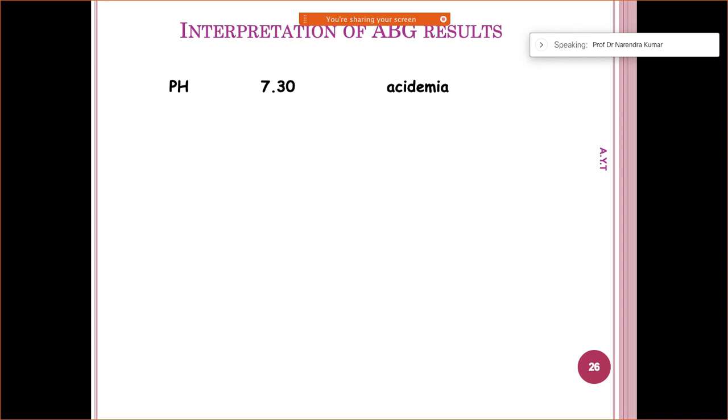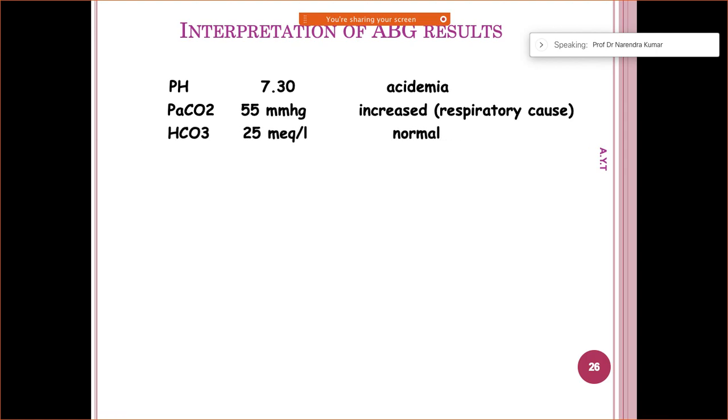Now, if the pH is 7.30, so this is of course acidemic. Then PCO2, if it is 55, so it is higher, right? If it is increased, what will be the reason? It will be most likely a respiratory cause, right? Then similarly for the bicarbonate, as I was telling you, 22 to 28, right? So 25 is normal or abnormal?